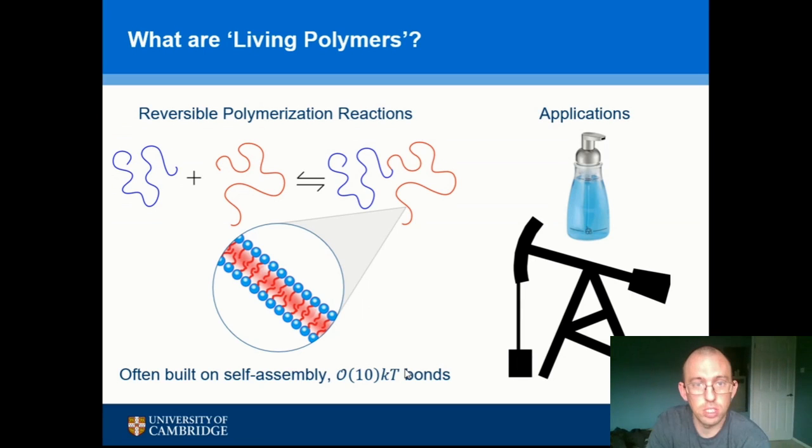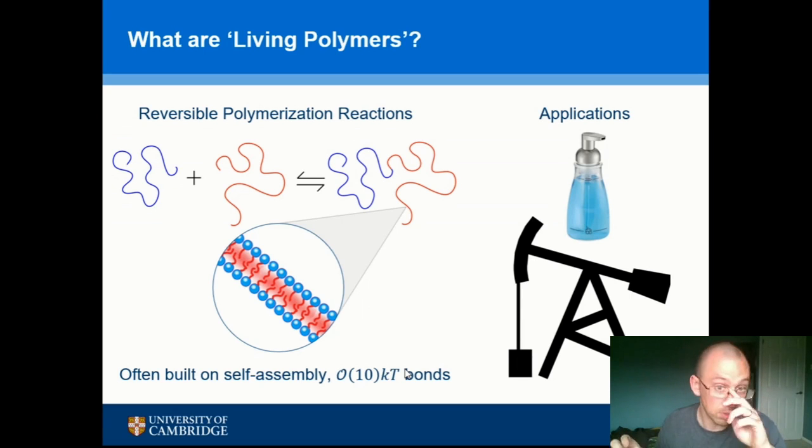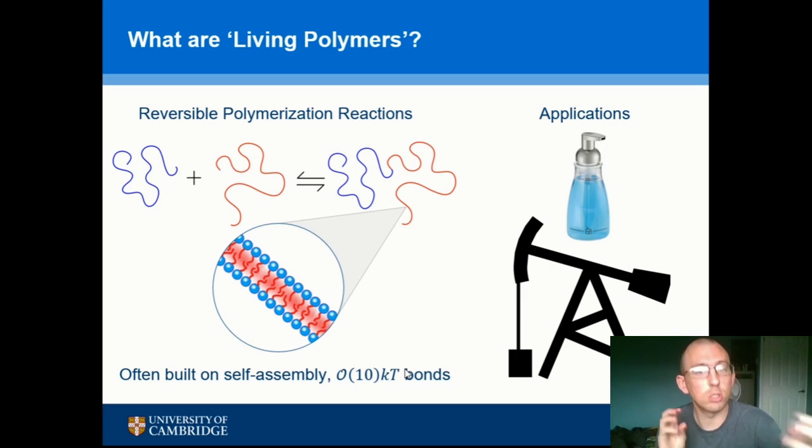Living polymers are systems of polymers where the polymerization reactions are reversible and therefore non-terminating and said to be alive at all times. These living polymers are often formed of self-assembled type structures where the forces or energies holding the chains together are on the order of, say, 10 kT.